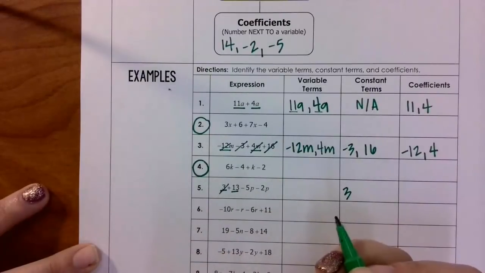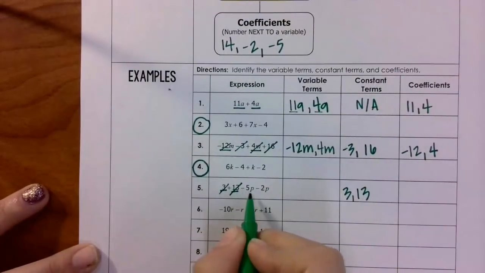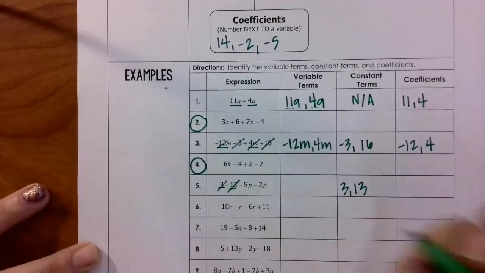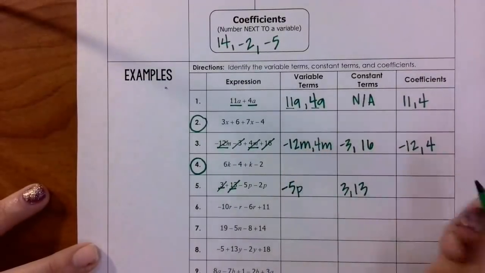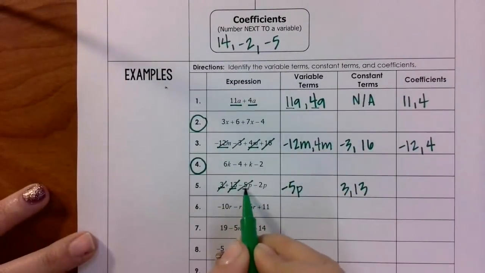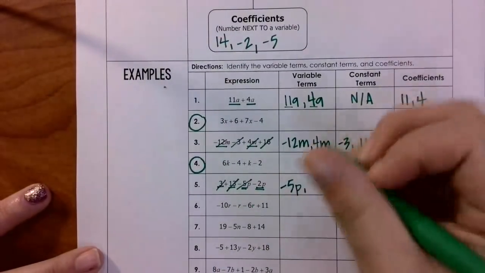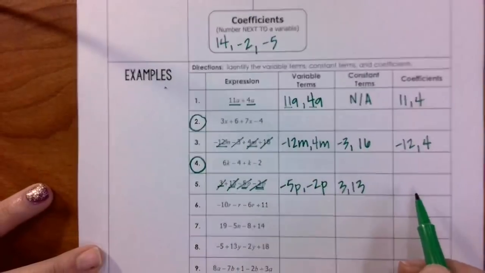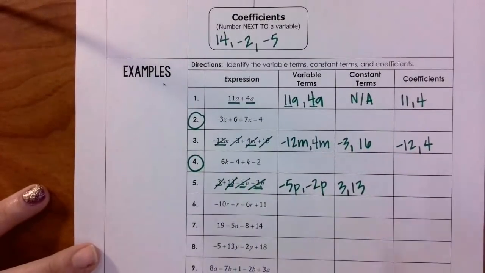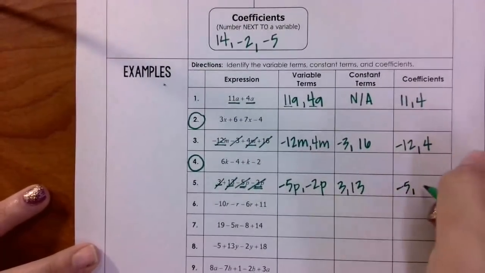13, that's also a constant because there's no variable. Minus 5p, p, that's a variable, so that's going to go in here. Remember what's in front of it goes with it, so negative 5p. And then negative, or subtract, or minus 2p. Remember what's in front of it's going to go with it. Now the only thing left is my coefficients. I've got two variable terms, so I'm going to have two coefficients. My two coefficients are negative 5, comma, negative 2.